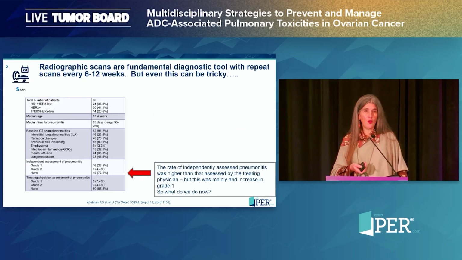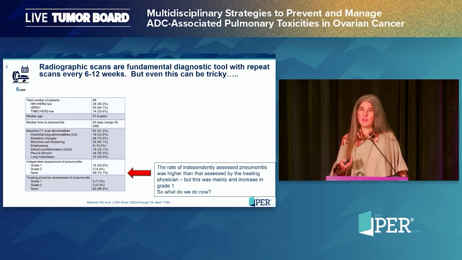When they went back and rescored things, the interesting thing was they found a lot more grade 1 pneumonitis, but the grade 2 is exactly the same. So physicians are very good at detecting even mildly symptomatic ILD. We're good at diagnosing that. We're not good at diagnosing grade 1.